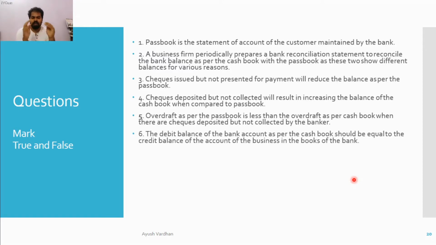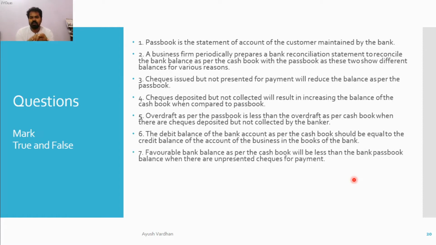The sixth is, the debit balance of the bank account as per the cash book should be equal to the credit balance of the account of the business in the books of the bank. Yes, this will always be true. The debit balance of the bank account as per the cash book should be equal to the credit balance of the business account in the books of the bank. It means credit of the cash book should be debit of the passbook, and debit of the passbook should be credit of the cash book. So with that concept, this is true.